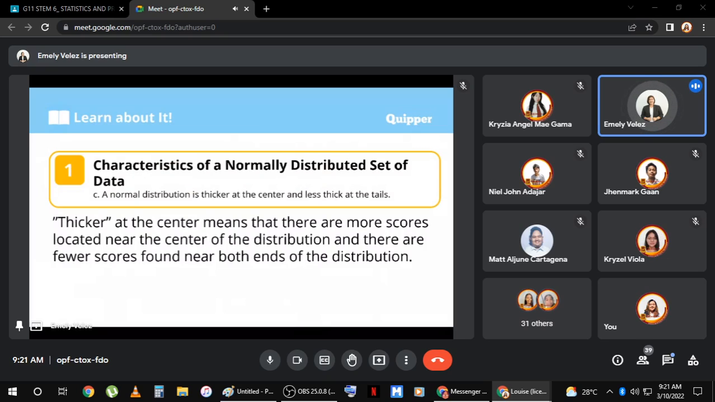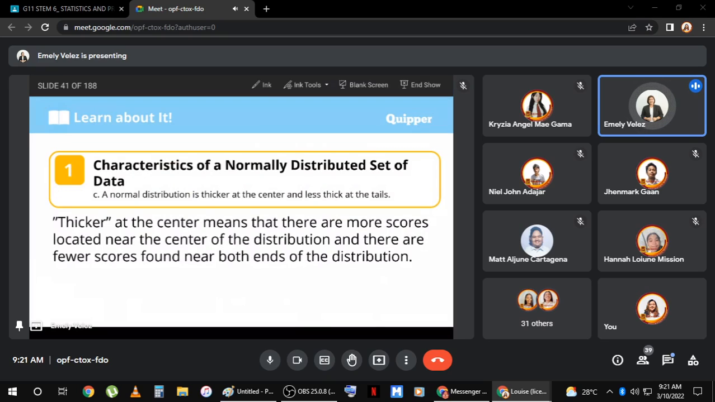Next to that, we have another characteristic: the baseline and the tail of your curve. The tail of your curve and the baseline are just asymptotic lines. Meaning to say, they tend to get closer, but they will never intersect. Can you follow? They get close, but they never meet. That's the characteristic of the baseline and the tail of the curve.